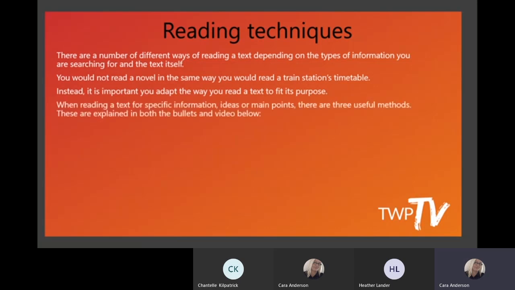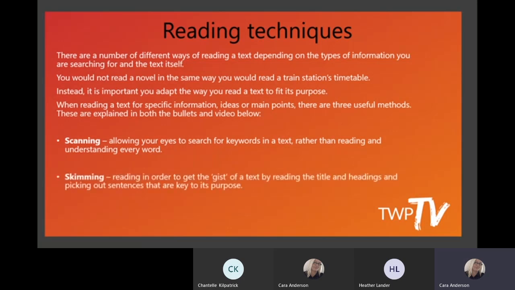So when you're reading a text for specific information, you're looking for ideas on the main points. There are 3 useful methods, and these are now going to be explained. So first of all, you've got a scanning technique. Okay, so this allows your eyes to search through the words in the text rather than read and understand every single word. You've then got skimming. So reading in order to get the gist of the text by reading the title and headings and picking out sentences that are key to its purpose.